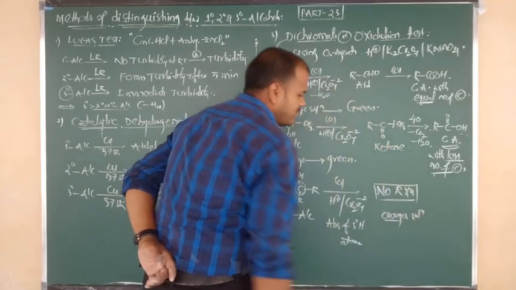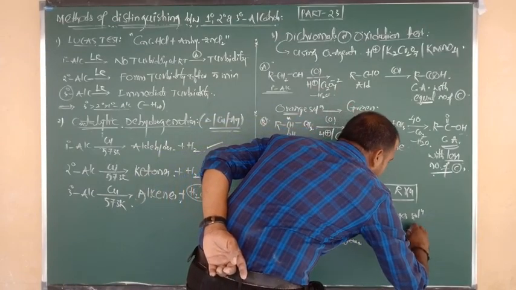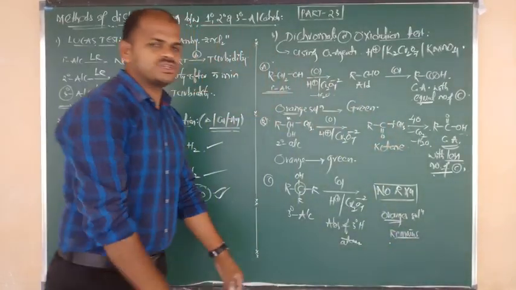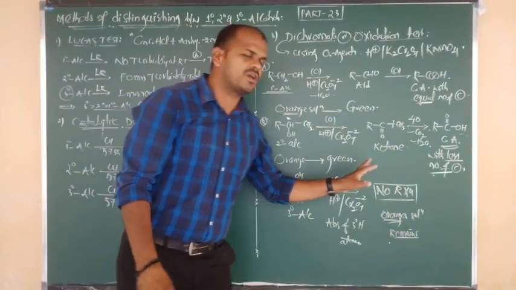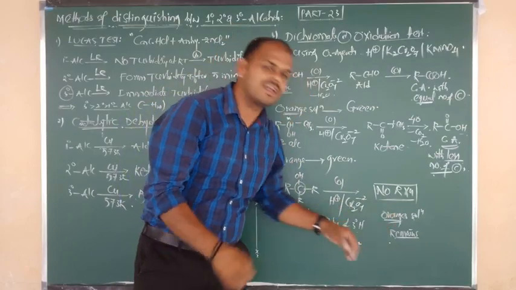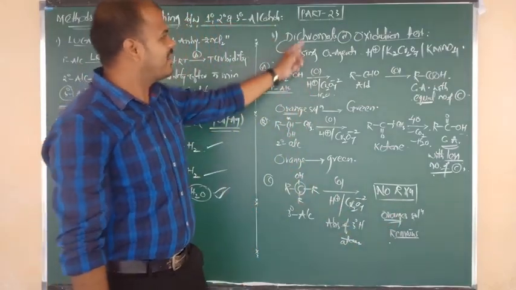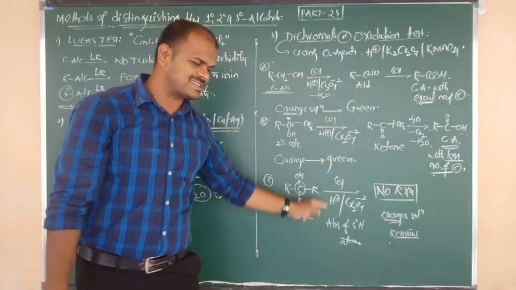Orange solution remains as it is because here there is no more oxidation. Potassium dichromate's original color is orange, so it remains as it is. I hope you understand. In that way this is called the dichromate test, or we can say the oxidation test.